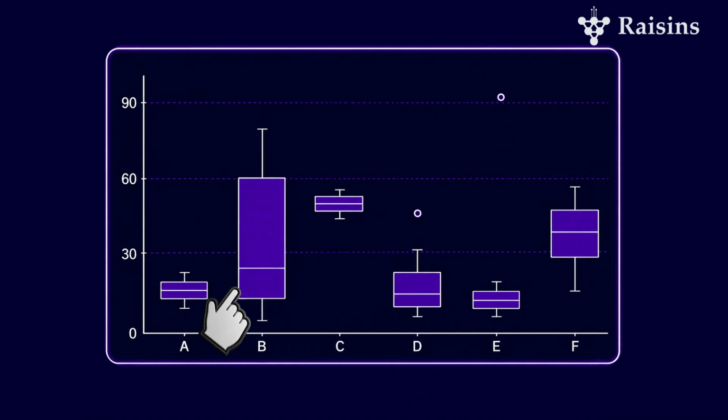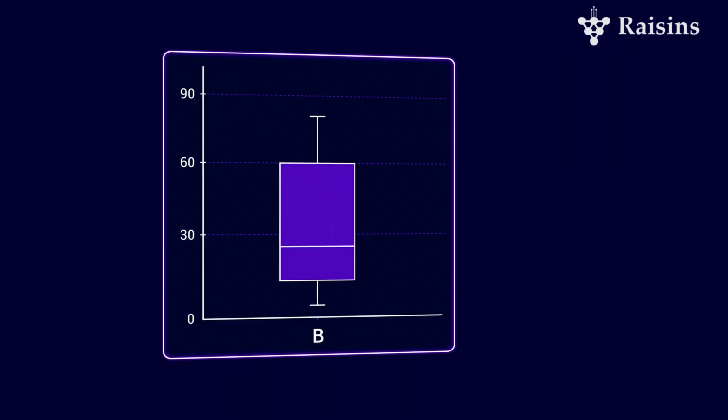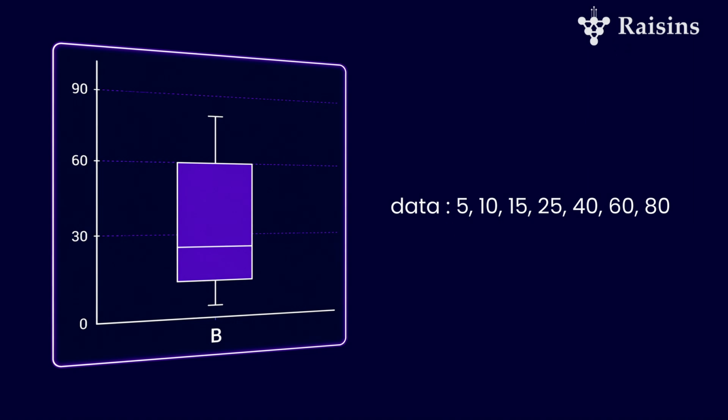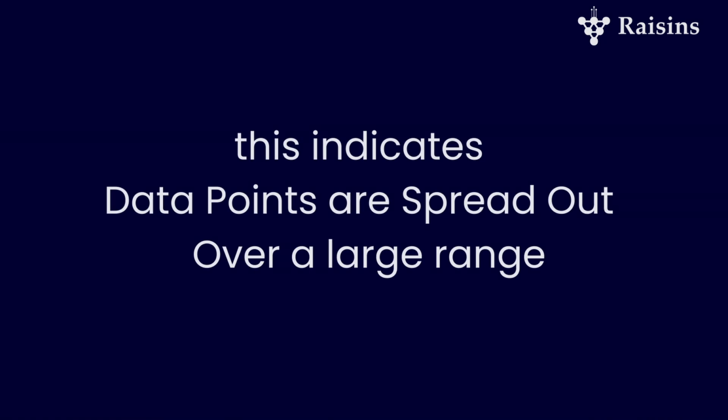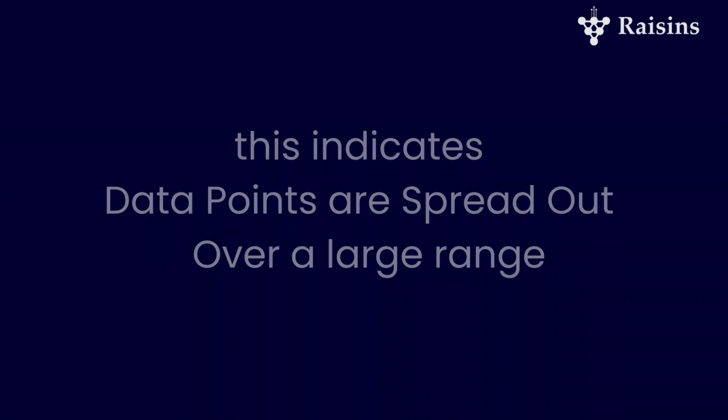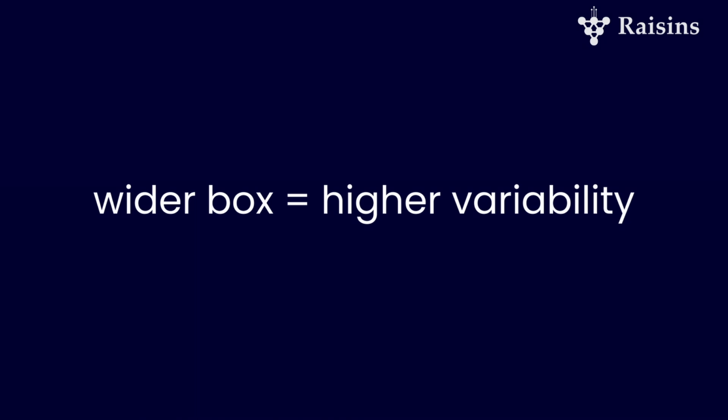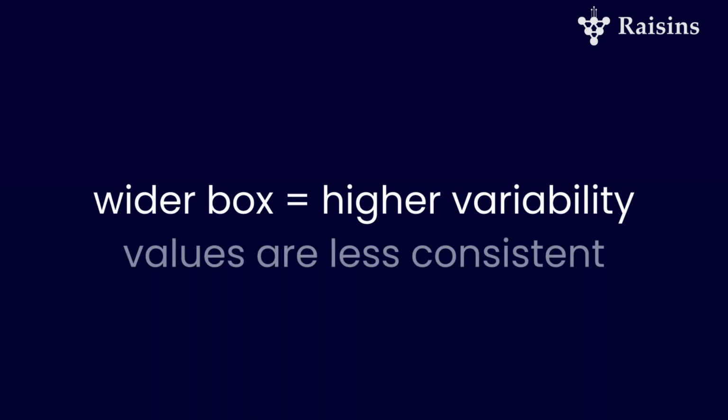Now, let's look at a data set with greater variability. Consider 5, 10, 15, 25, 40, 60 and 80. Here, Q1 is 10 and Q3 is 60, creating a wide box. This indicates that the data points are spread out over a large range. A wider box suggests higher variability, meaning the values are less consistent.